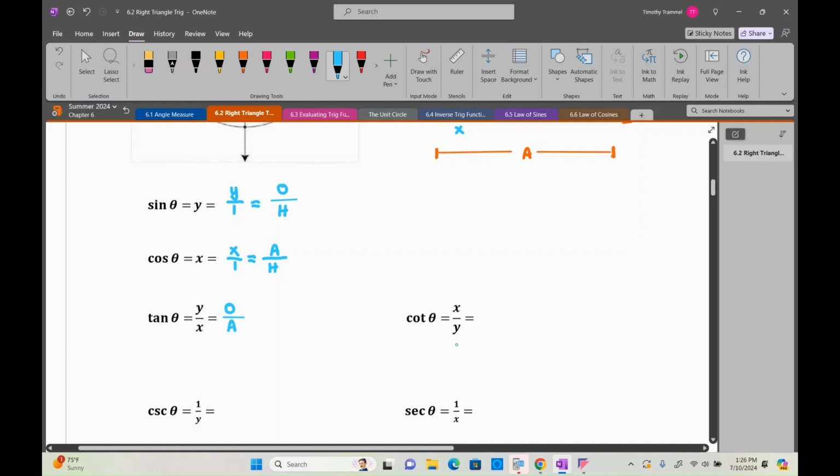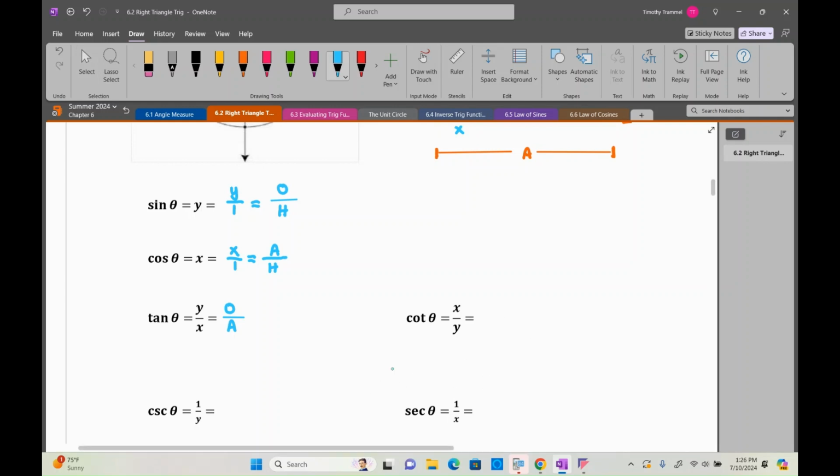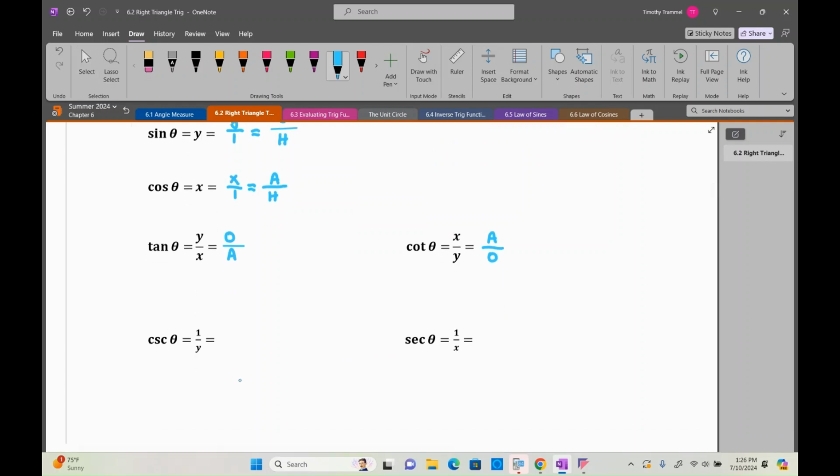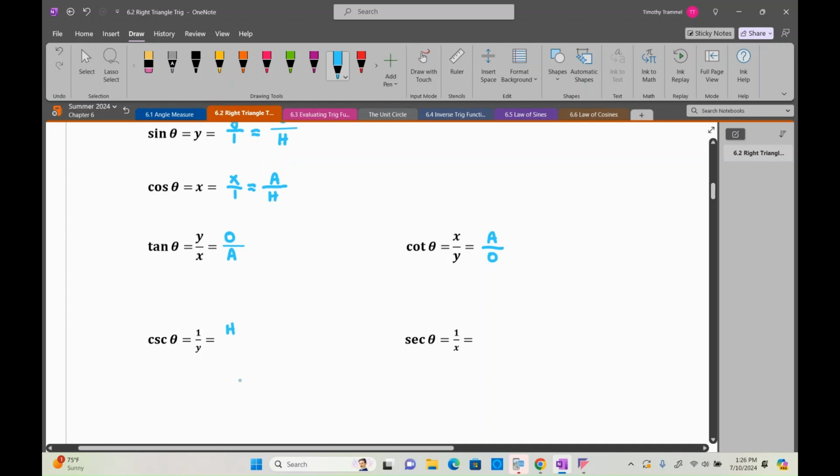And I can do now the same thing for the rest of these. But remember, these are all reciprocal functions. So cotangent of theta should be equal to the adjacent side over the opposite side. Cosecant should just be the reciprocal for sine, so hypotenuse over opposite. And then lastly, secant should be the reciprocal of cosine, so this is going to be hypotenuse over adjacent.